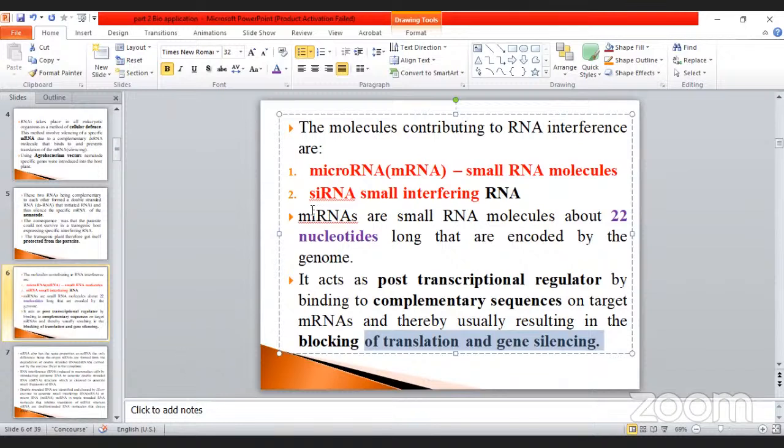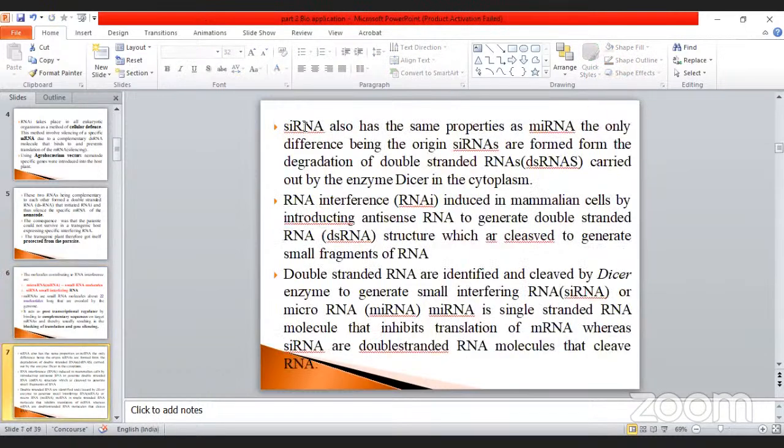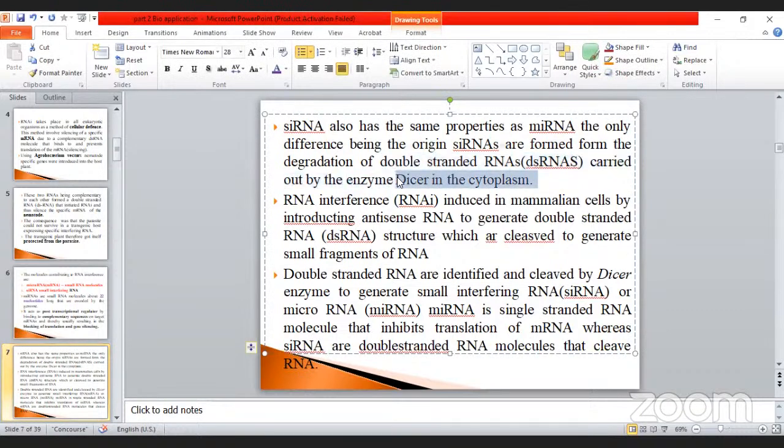See the next one, the siRNA, small interfering RNA, which has the same properties as a miRNA. The only difference is the origin. siRNAs are formed from the degradation of double-stranded RNA carried out by the enzyme dicer in the cytoplasm. This is also another important point.